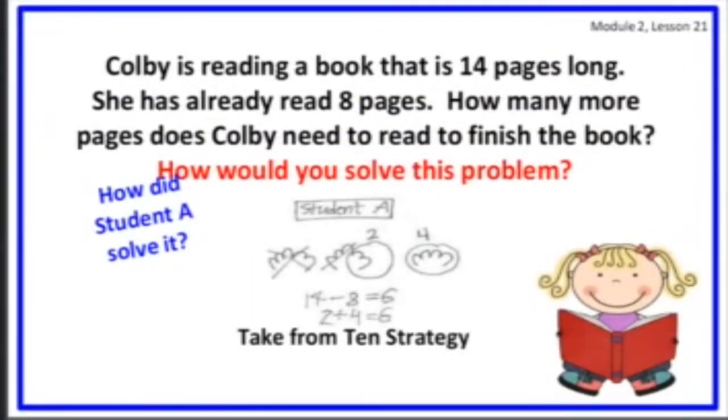Alright, now Kobe is reading a book that is 14 pages long. She has already read 8 pages. How many more pages does Kobe need to read to finish the book? You can see the solving right here. That will be 14 take away 8, left with 6. But remember, we are doing the take from 10 strategy, right? So when I have my 10 and I take away 8, I will have 2 left. 2 plus the 4 gives me the same 6. Very good. Clap for yourself.